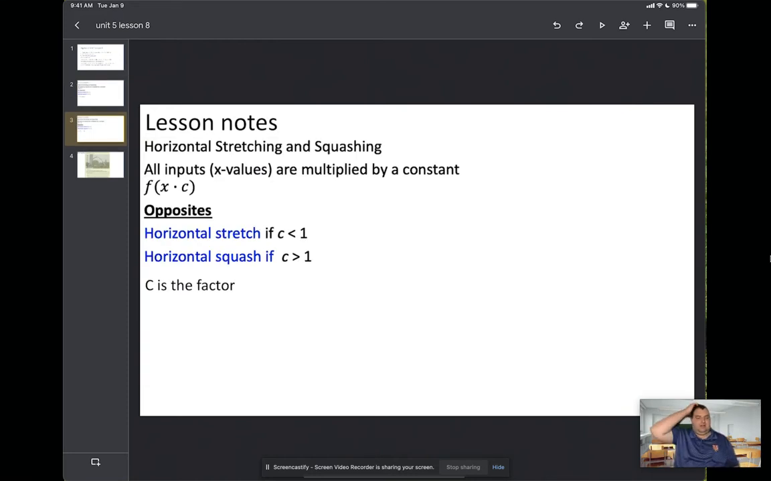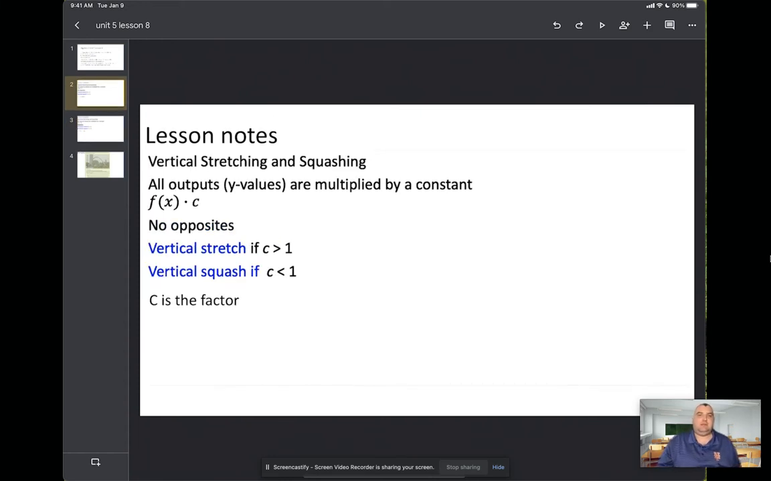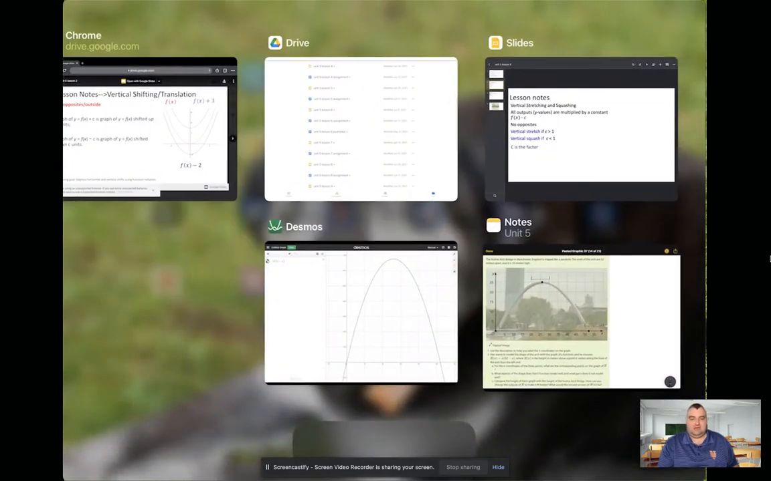With horizontal, it's going to be just like horizontal shifts, so you're going to do the opposite, except now all the inputs are being multiplied by a constant. You're going to do the opposite on the inside. So a stretch, which would normally be positive, is actually going to be multiplying by something less than 1, and so on and so forth. But like I said, we're going to focus on that in the next lesson. In this lesson, we're just going to talk about vertical stretching and squashing. So let's go right ahead and go to the examples.